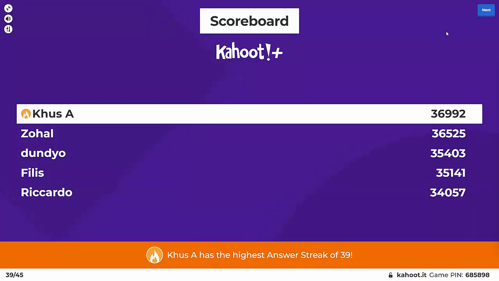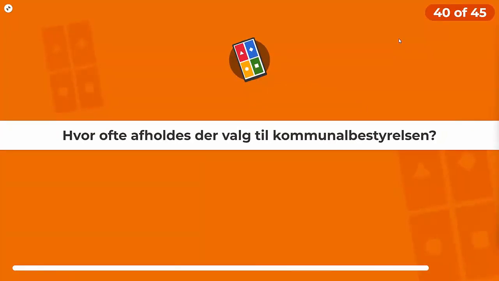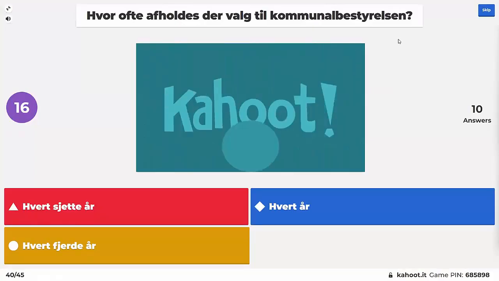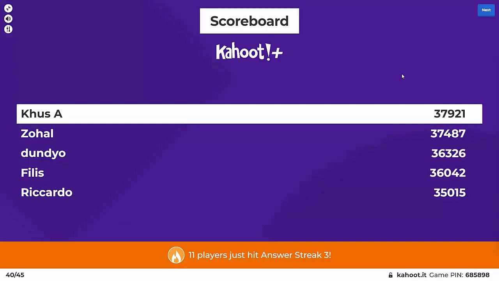Cahus is on fire. He's number 1, and he's got a perfect score. So this is for you, man. Keep up the good work. I hope you all get this right. We just talked about this. Round of applause. You win. Okay. Static top 5. 11 players just hit an answer streak of 3. You guys are killing this thing, man. Excellent. Wow. Okay.